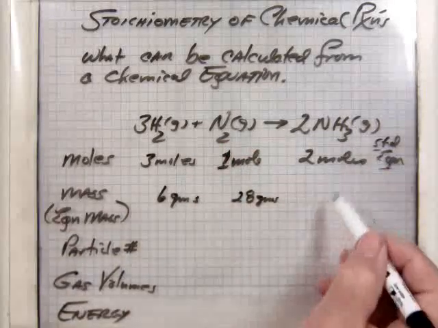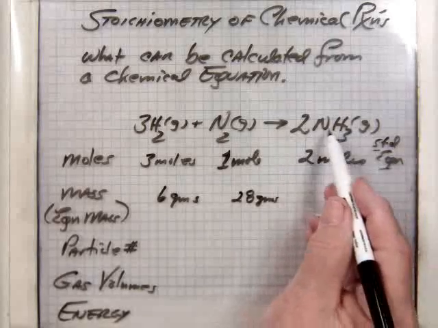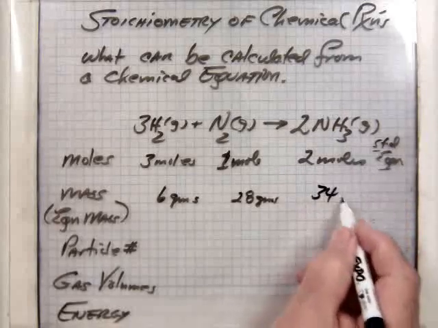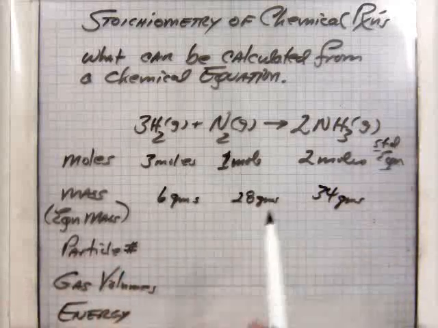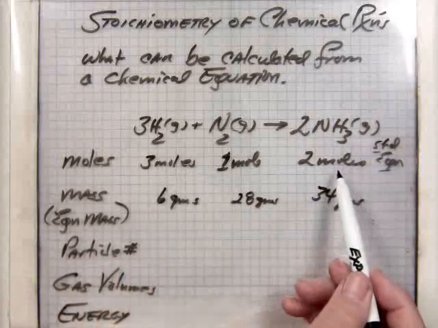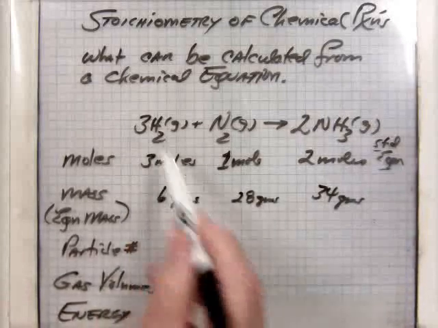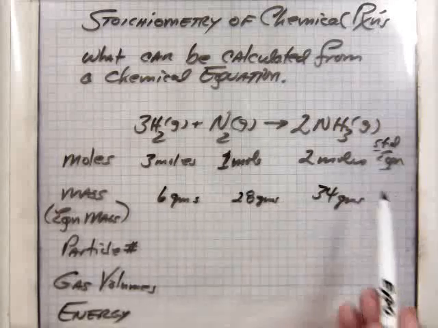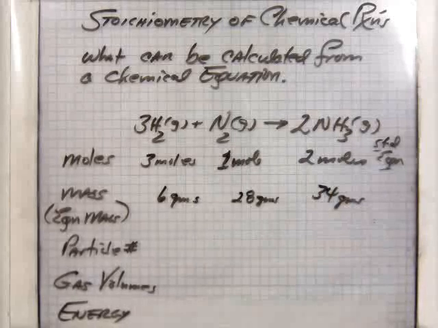And ammonia the same way, 2 mole weights refers to 14, 15, 17, and so that's 34 grams. So 3 moles plus 1 mole always produces 2 moles. Our 6 grams, which is 3 moles of hydrogen, 28 grams of nitrogen molecular, produces 34 grams of ammonia.